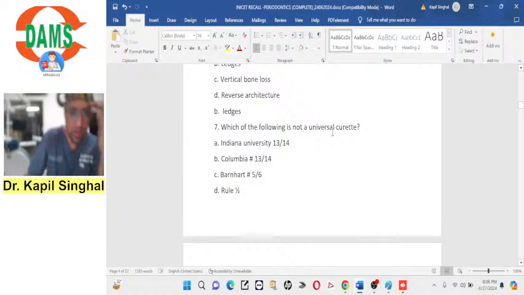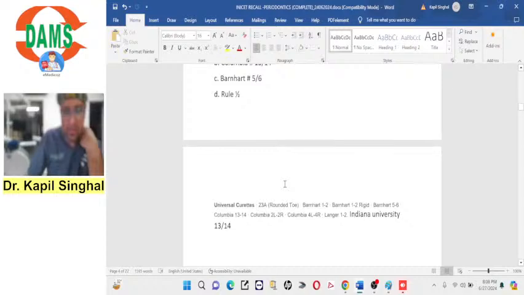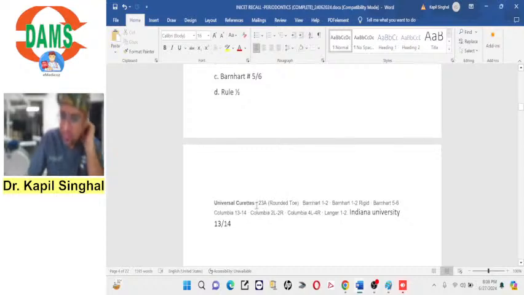Which of the following is not a universal curette? I am not sure about the options because the options here are not complete. So I will tell you the different types of universal curettes. Rounded toe 23 is a universal curette. Barnhart 1, 2, 5, 6 is a universal curette. Columbia 13, 14, 2R, 2L, 4R, 4L are universal curettes. Langer 1 and 2, Indiana University 13, 14 are universal curettes.